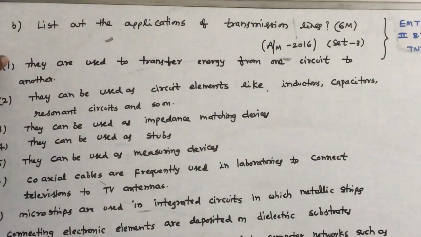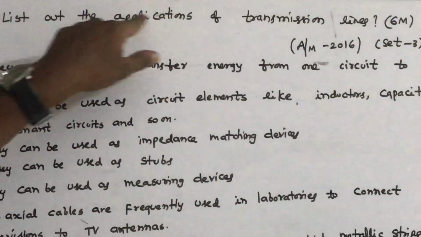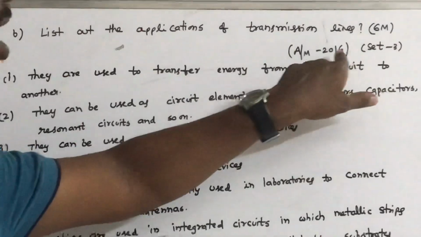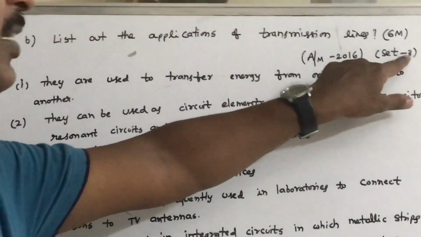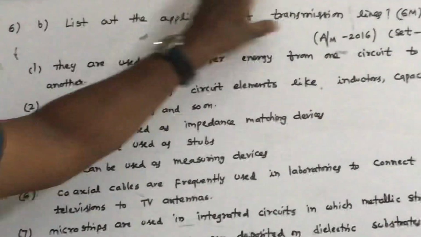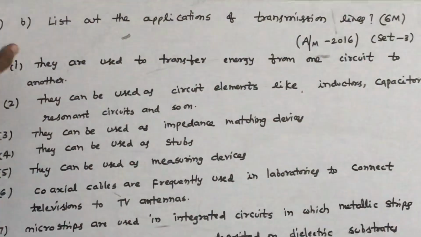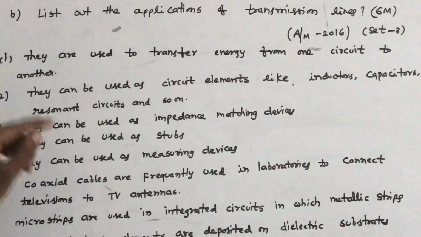Hi, this is question 6b. List out applications of transmission lines. This question is given for 6 marks, April-May 2016, set 3. This comes under the chapter Transmission Lines, chapter one. So let us see what the applications of transmission lines are.